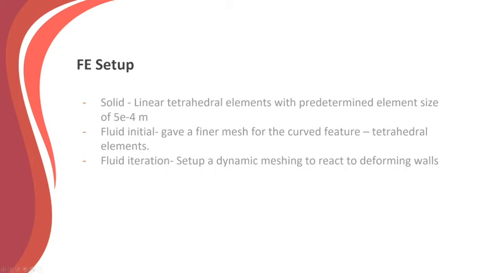The other thing was the fluid domain. The fluid domain got two types of meshes. One was a little bit of a finer mesh because of the curved features. We want to understand a little bit the boundaries and what's happening in the boundary conditions. And there were tetrahedral elements as well. But for the fluid iterations, we set up a dynamic meshing that was basically reacting to the deforming wall. So every time the wall would deform, it would remesh the fluid to represent that.